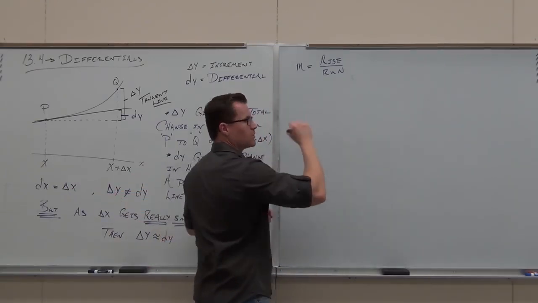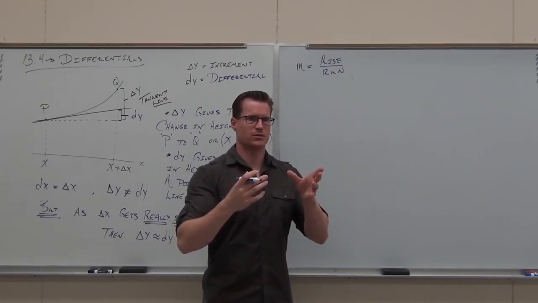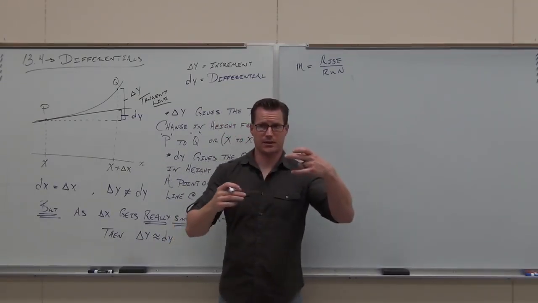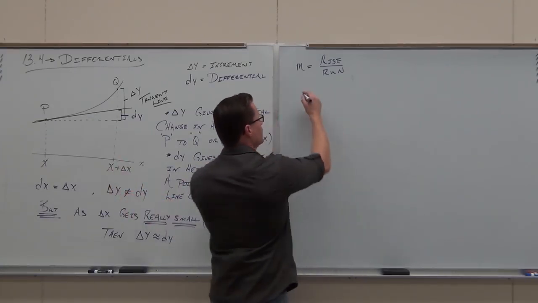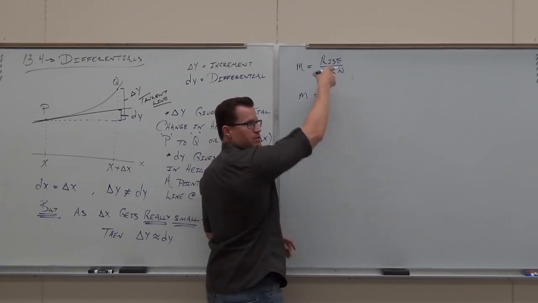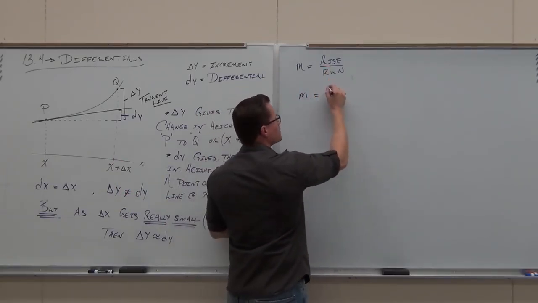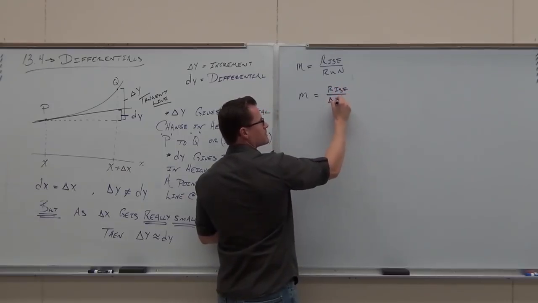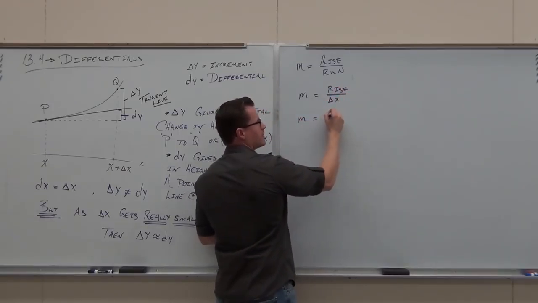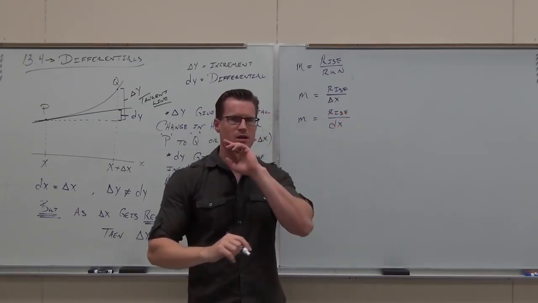So wait a second though. There's no change between delta x and dx. Are you with me on that one? We're going to do one little substitution every single time. So we have rise compared to the run, which is delta x, but I can make that rise over dx. Are you clear on what I'm talking about?